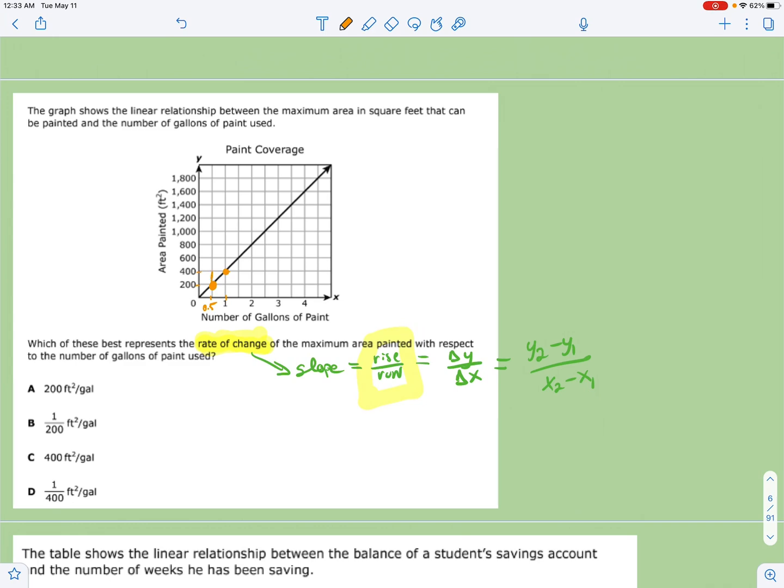So we rose from 200 to 400, which is 200. So we rose 200. That's the top. And we ran from 0.5 to 1, which is 0.5. So if we put this in our calculator, take 200 and divide it by 0.5, this is equal to 400. Giving us an answer of C.